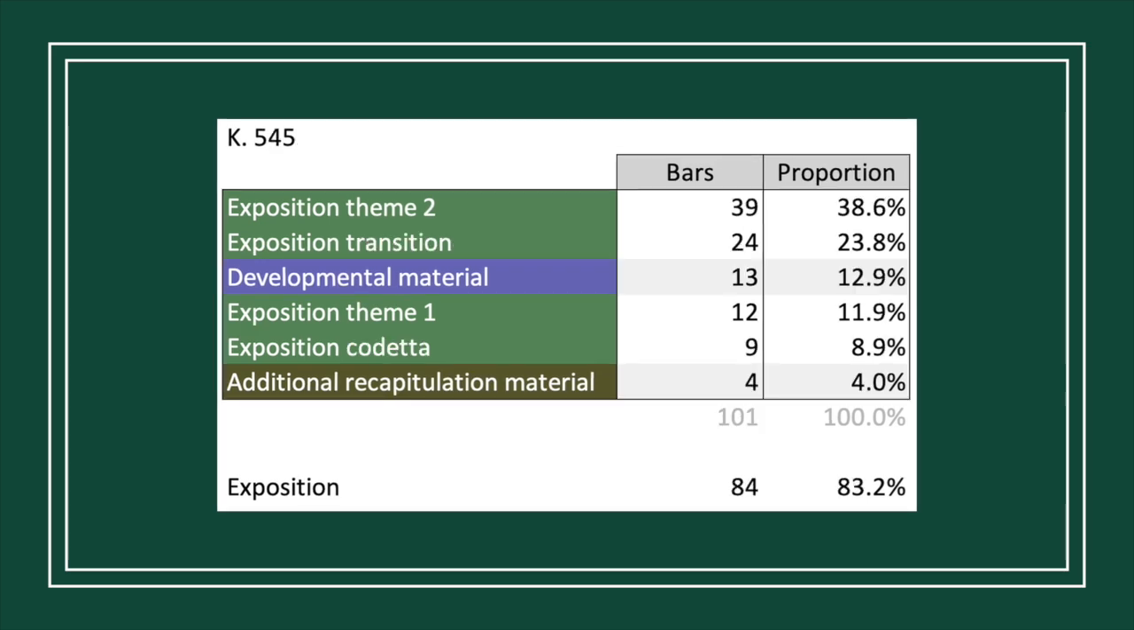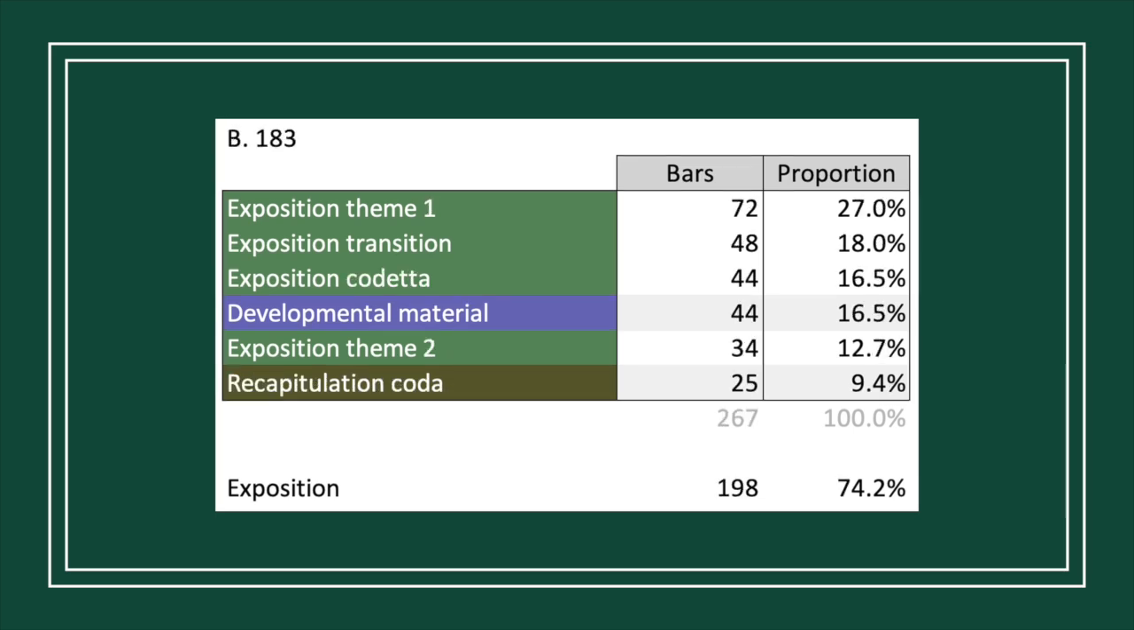Similarly, in the second Mozart piece we looked at, the exposition material is most of the piece, 83%. And the Dvorak, similar story, 74%. So, if you can write an exposition, you can use that to be 70% to 85% of a full piece of music in Sonata-Allegro form.